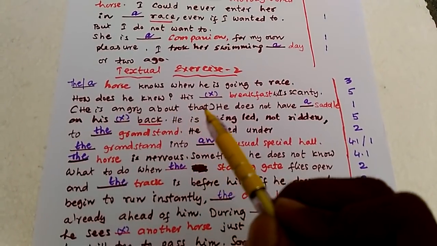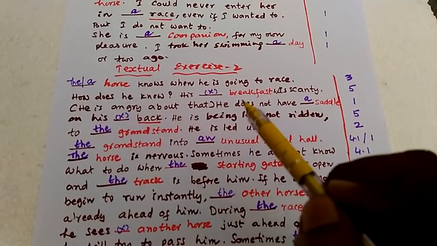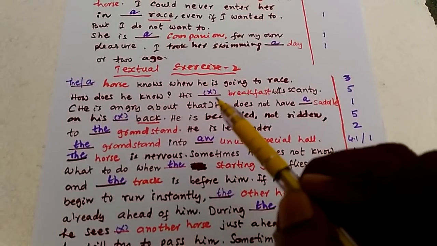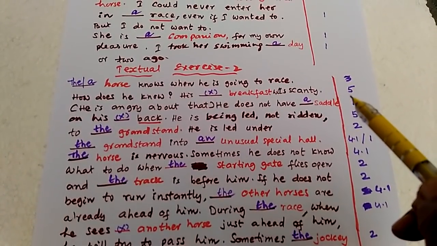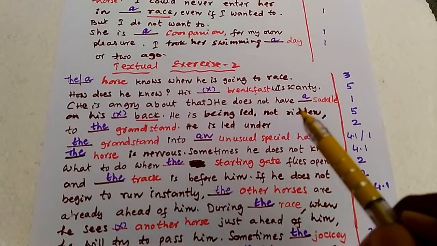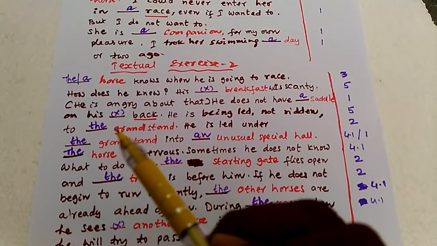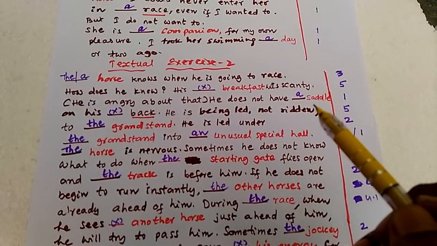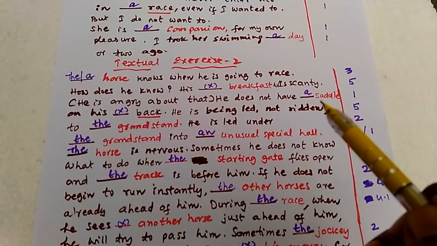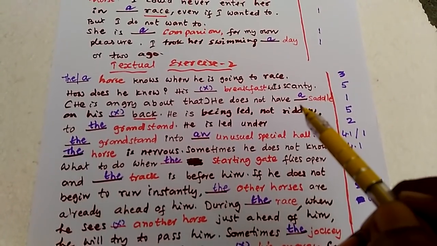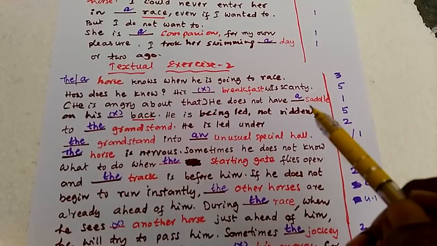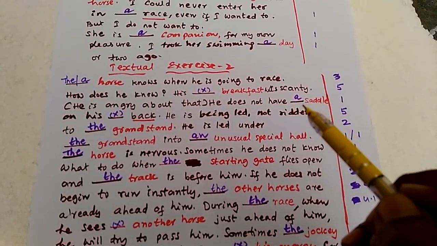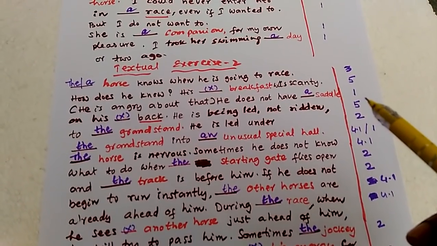And how does he know his breakfast was scanty? Here, between this possessive adjective and noun, there should be no article. So this is rule number 5. In this way, and next one, he does not have a dash saddle on his back. Here, rule number 1 follows, because the blank is in the predicate part, and we don't know which saddle it is precisely. So we have to use a here. This is according to rule number 1.